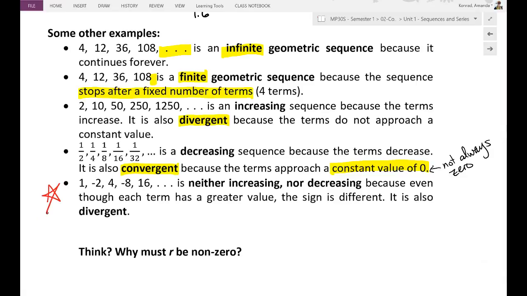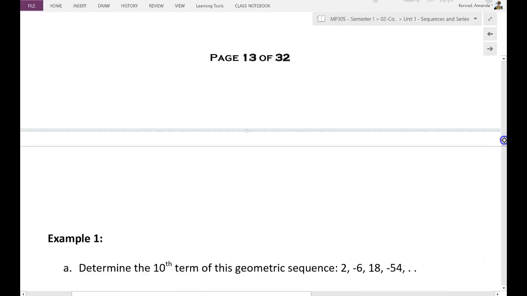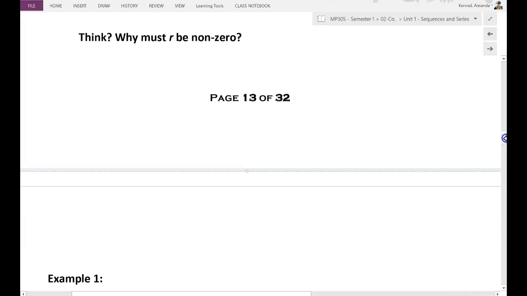So we said R must be non-zero. Why does R need to be non-zero? Well, consider what we're doing with R. We are multiplying, and if we multiply by 0, our answer will be 0, which means that every term in our entire sequence would be the same value. That's obviously not the case for all the examples we just looked at, so R cannot be 0. It has to be another number.